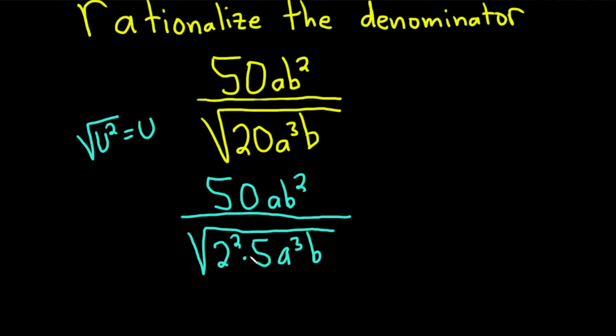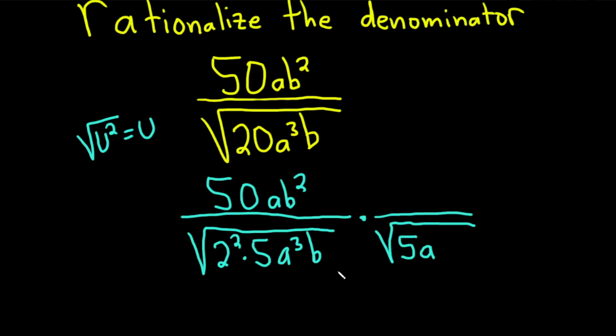And so now we need to make all of these squared. So we've already got the 2 squared. We just need the 5 squared. So we need the 5 to be squared. So we already have a 5, so we need one more. We need the a cubed to be something squared. So we can make it an a to the 4th. So we'll multiply by a.